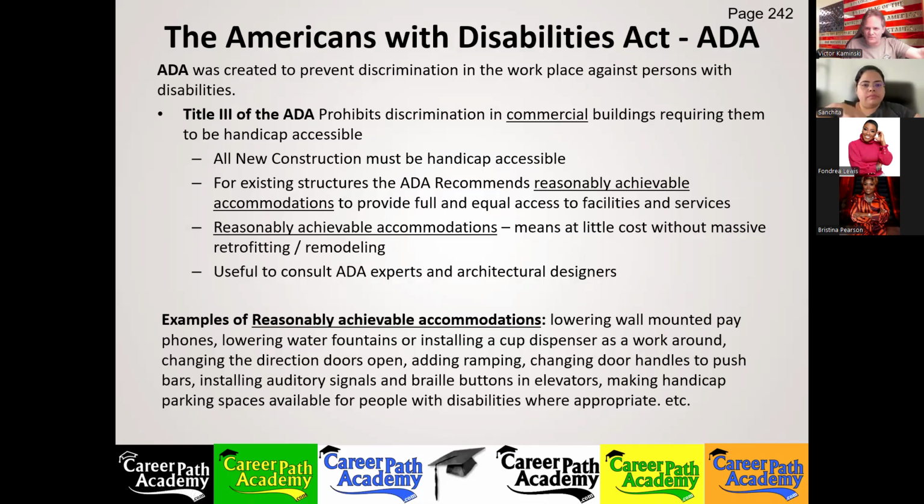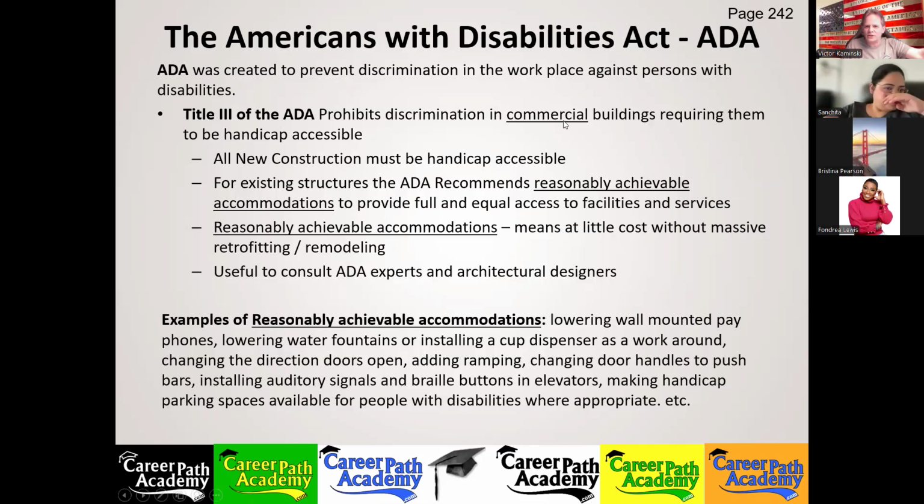All right, so the ADA is the Americans with Disabilities Act. We went over this in chapter 4. It requires that all commercial properties be handicap accessible to people with disabilities. That includes the employees as well as the customers. So, Title III of the ADA prohibits discrimination on commercial properties, requiring them to be handicap accessible.